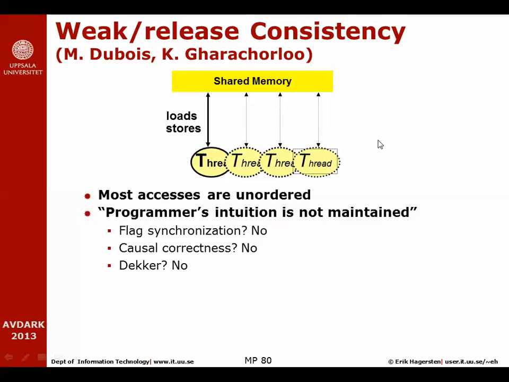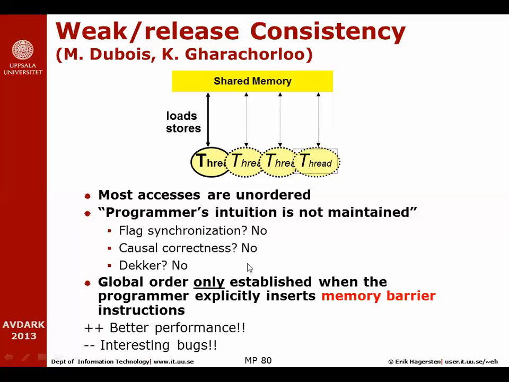And when we want a global order established, the flag synchronization doesn't work. If a thread performs a store followed by a different store, we cannot guarantee that those stores will actually be performed in exactly that order by any other thread. Causal correctness doesn't work either, and of course Dekker wouldn't work under that model. So we have to rely even more heavily on the programmer to tell us when order matters. So the programmer will have to insert more memory barriers.